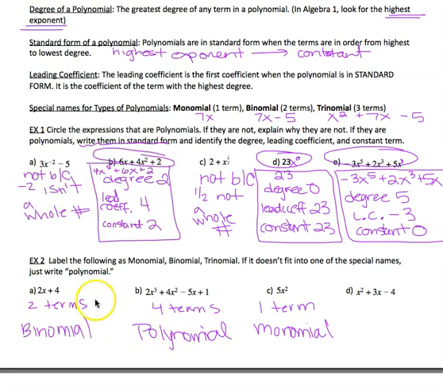And I want you to go ahead and do the last one. So decide how many terms it has, just like I did in A, B, and C, and then choose one of these 3 if it fits into those categories, or if it doesn't, choose polynomial.